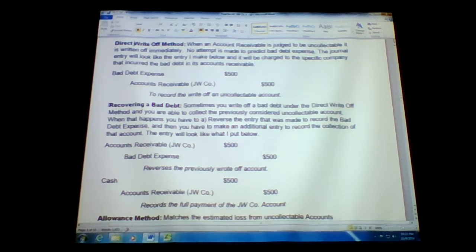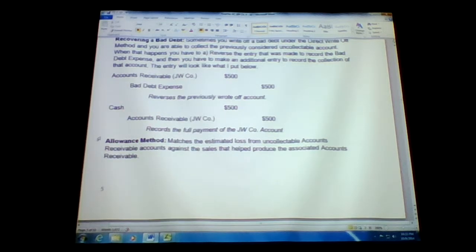Under the direct method, when you are recovering a bad debt, sometimes you write off a bad debt under the direct write-off method, and you are able to collect the previously considered uncollectible account. When that happens, you have to, A, reverse the entry that was made to record the bad debt expense, and then you have to make an additional entry to record the collection of that account. The entry will look like what I have put below.